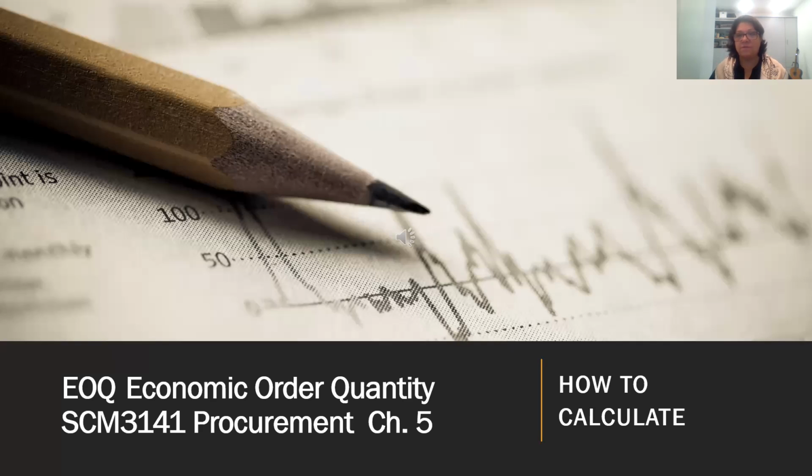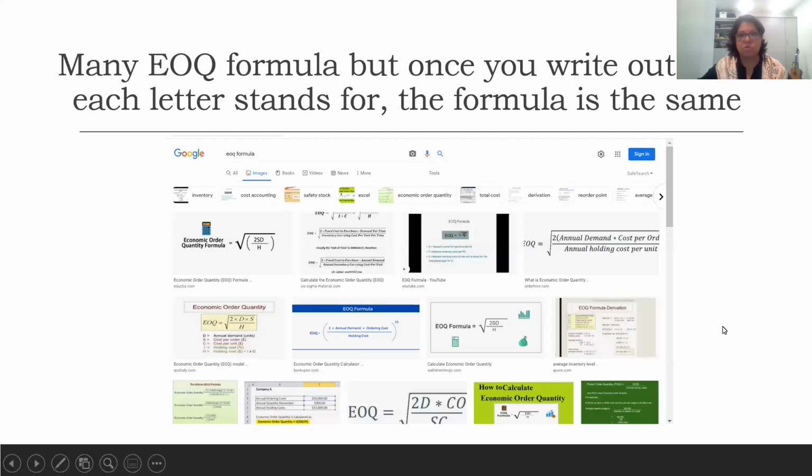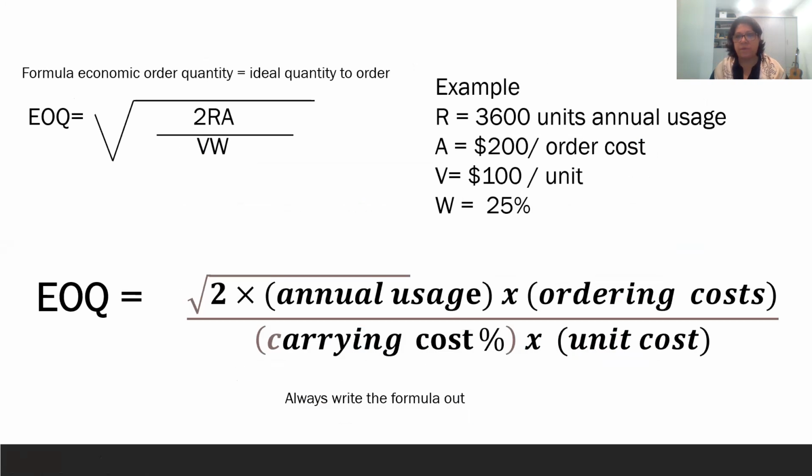And today we're going to cover Chapter 5, Economic Order Quantity, and we're going to show you how to calculate it. So the next slide that I'm showing you is a bunch of formulas that if you do a Google search on formulas for EOQ, you'll see a whole slew of them. However, don't worry about that because different authors assign different letters to the annual usage, the ordering cost, the carrying cost, and the unit cost. So don't worry so much about that.